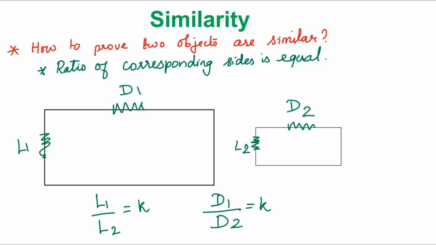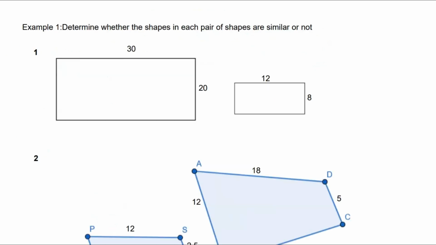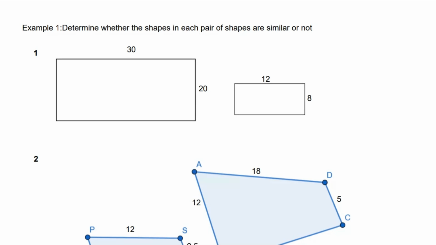So what is scale factor? Dividing the length of one side of the object by the length of the same side on the other object is a scale factor. If the scale factor is the same for all the corresponding sides, then the shapes are similar. Let's look into this example. Determine whether the shapes in each pair of the shapes are similar or not. Consider the first example.